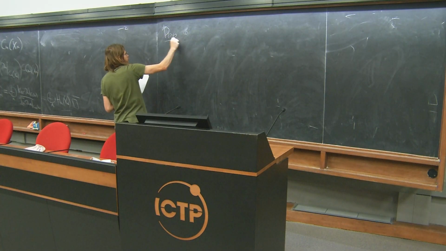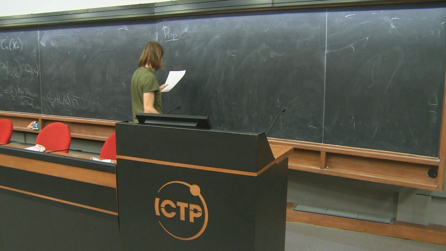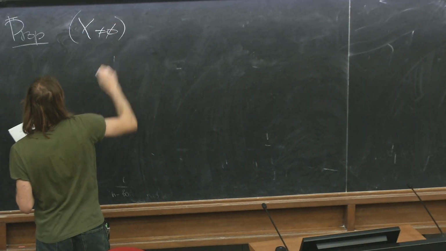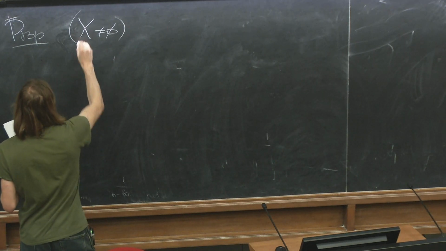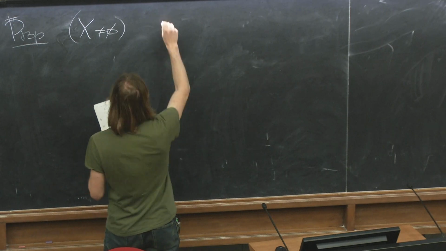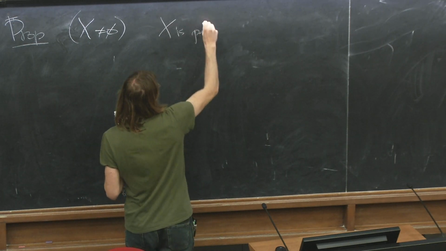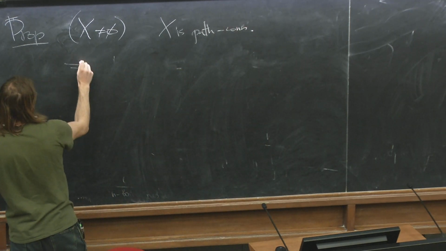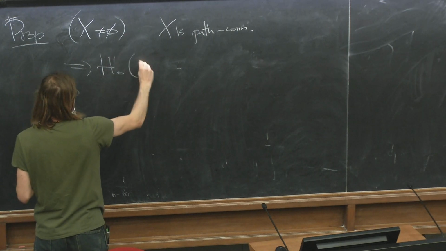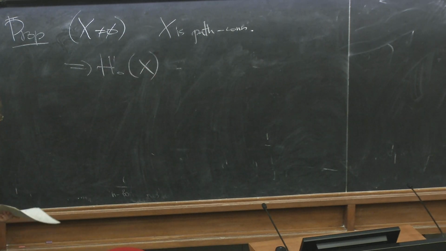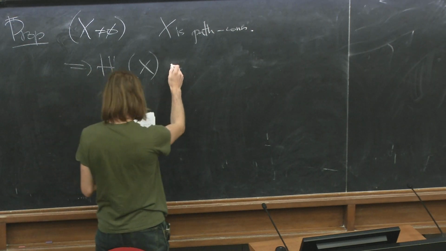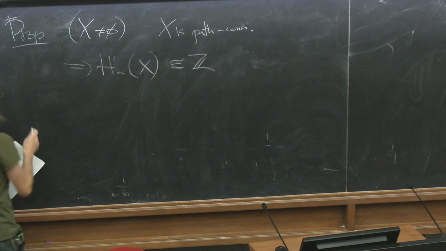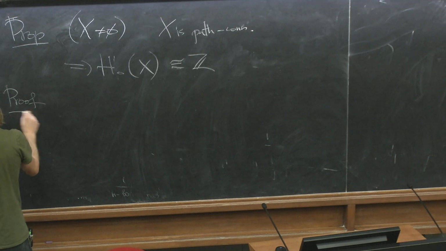Another proposition which we will show is that we assume that X is non-empty, sure, there are no problems with that, and X is path connected. Then we want to show that H0 of X, the homology group in degree 0, is isomorphic to Z. So it has a single generator. How do we prove this?